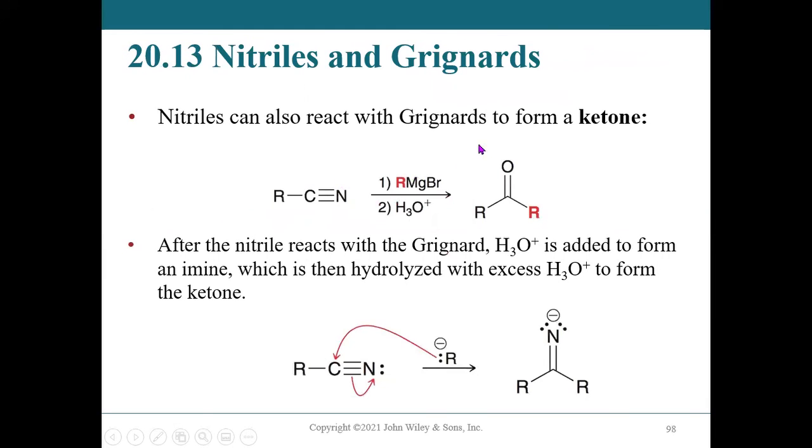Nitrile can also react with Grignard to form ketone, and here is the reaction. So we can think of this nitrile, the nitrogen is spelled out to produce this ketone. After the nitrile reacts with Grignard, water is added to form imine, which is then hydrolyzed with excess H3O+ to form the ketone.